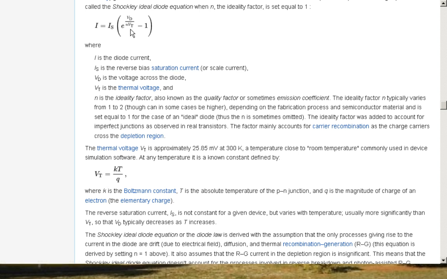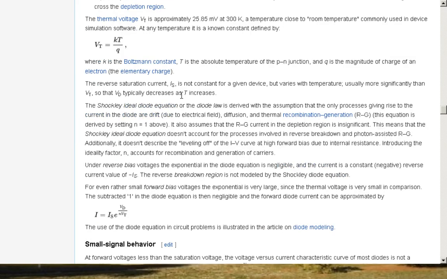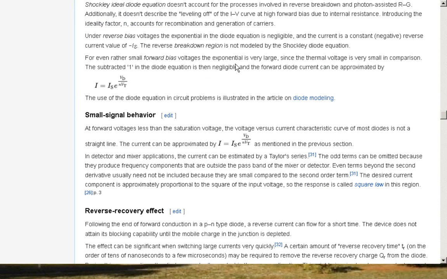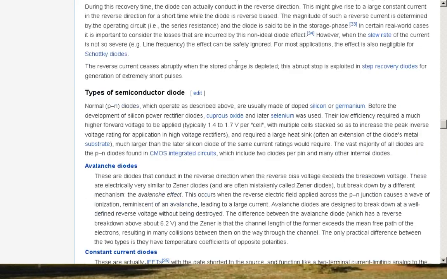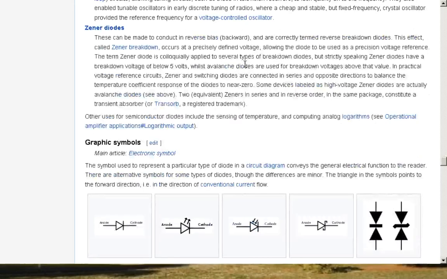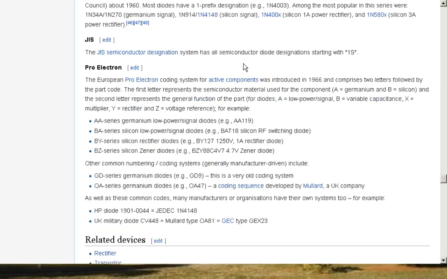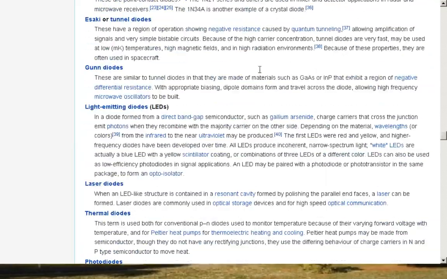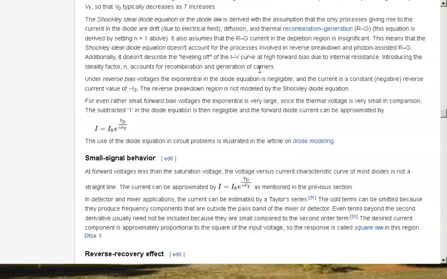So V_T, this thermal voltage, has Boltzmann's constant in here, and the temperature. That's the current through a diode. And we're going to be using LEDs. We're going to cut the top off of an LED to make it act as a receiver.